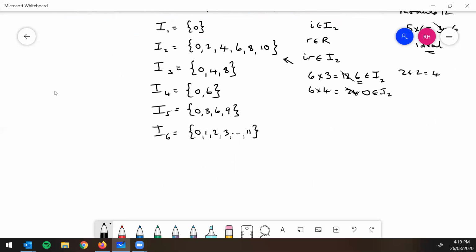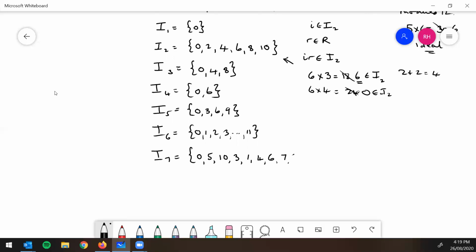Okay, now what would happen if we did, let's try an I7 equals 5. Well, 5 plus 5 is 10. 10 plus 5 is 15. 15 modulo 12 is 3. 10 plus 3, this one here, is 13, which modulo 12 is 1. So 3 plus 1 is 4. 4 plus 1 is 5, we've already done. 5 plus 1 is 6.